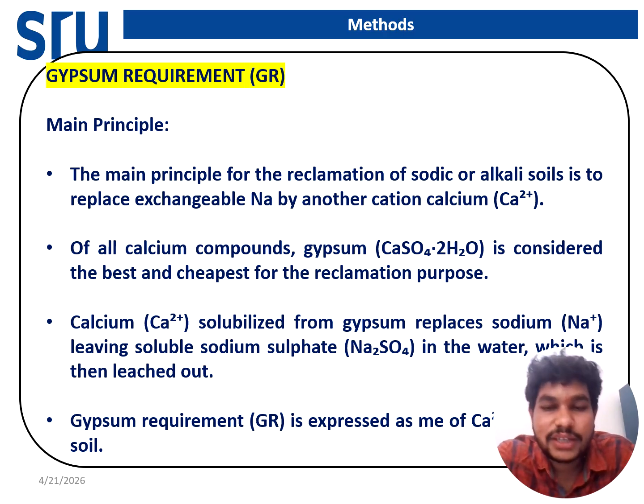Then what is meant by leaching requirement? The main principle of leaching requirement is the replacement of sodium by another cation like calcium. So all calcium compounds we can use for the reduction of sodium content from the soil, or as an amendment for sodic soil, but gypsum is the best and cheapest because it will solubilize fast.